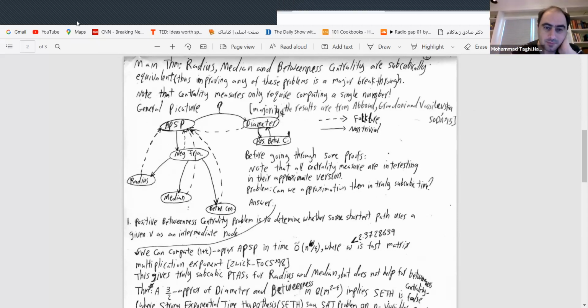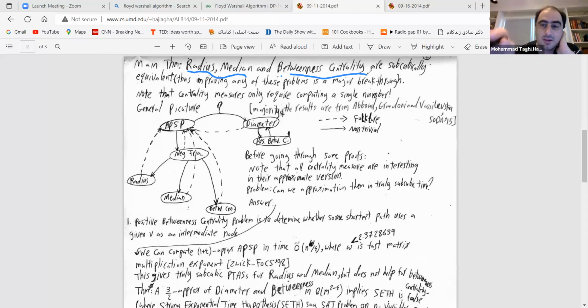For these problems, the main theorem is this one: the radius, median, and betweenness centrality are all subcubically equivalent. And they are actually equivalent to all pair shortest path as well. So all of these problems are subcubically equivalent. It means that if you can solve any of these problems better than n to the 3, then you can solve all other problems.